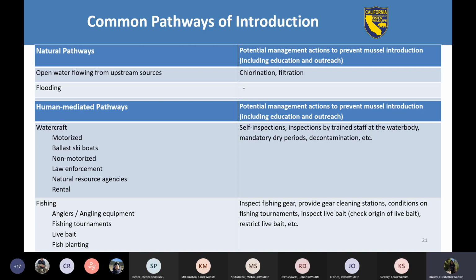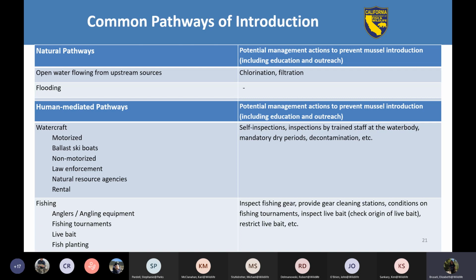You could have a requirement for self-inspection where people have to, say, fill out a form every time they launch and they carry it with them when they're on the lake, and that could be checked by law enforcement. You might have an inspection program with trained staff where they inspect each boat before it can launch. Mandatory dry periods or requiring decontamination, those are also options.